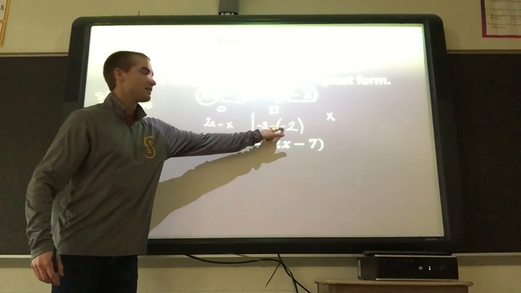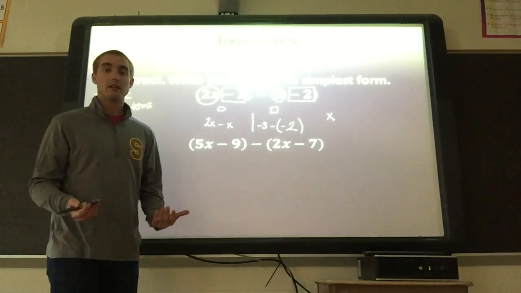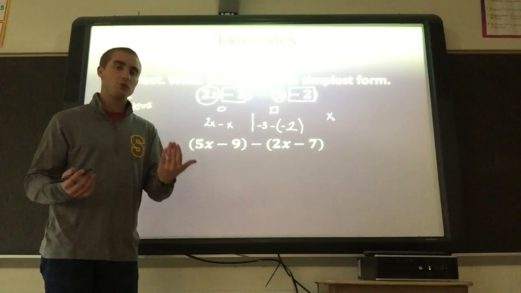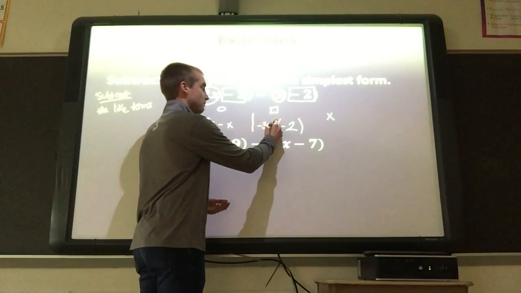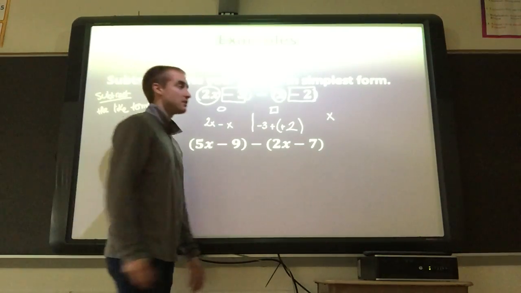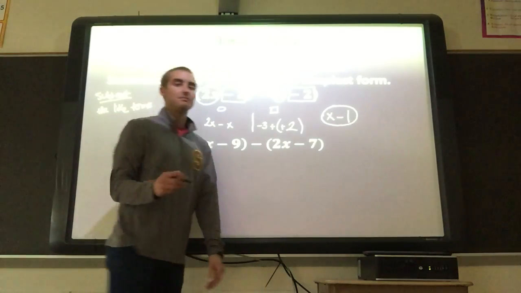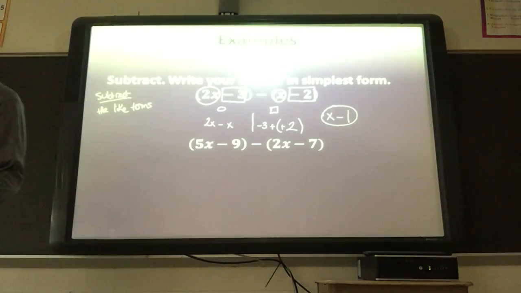Negative 3 minus negative 2, that's where we got to think back to the start of the school year. We talked about the different rules with subtracting. We need to change both of those to pluses. Negative 3 plus positive 2 would get us negative 1. So it would be 1x minus 1.